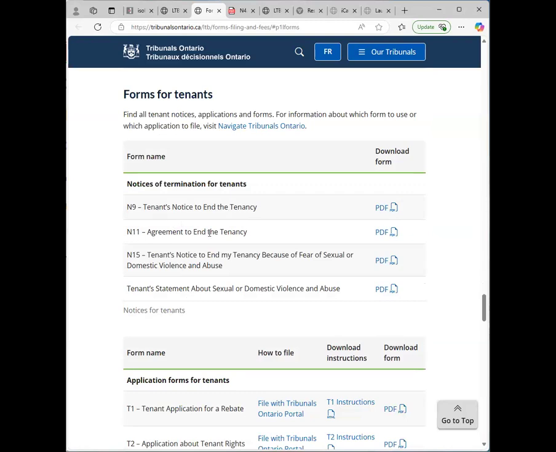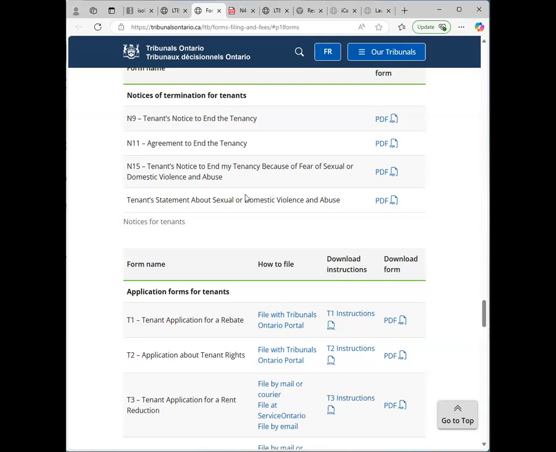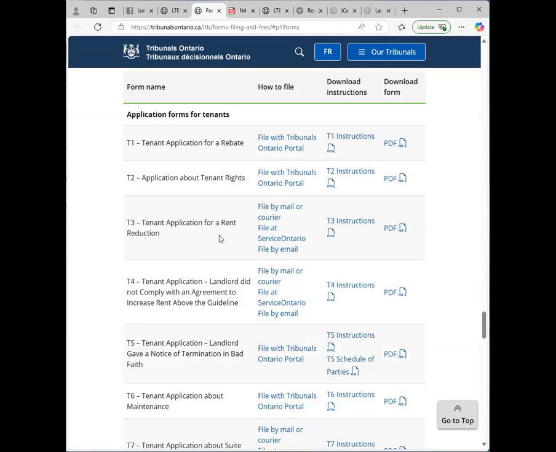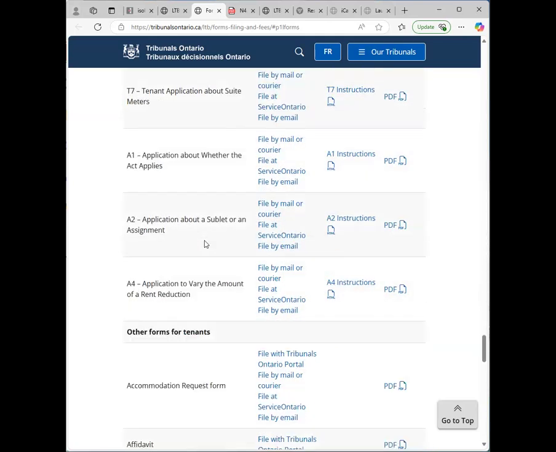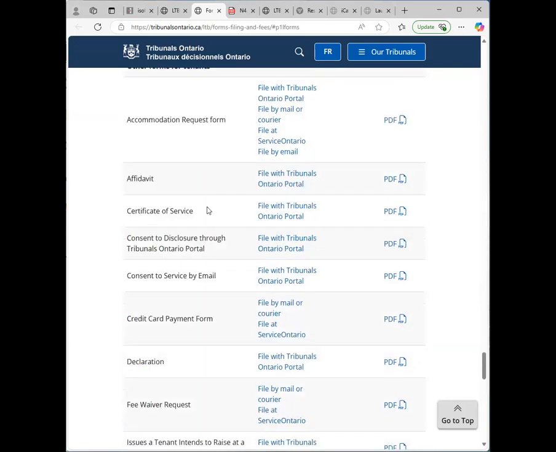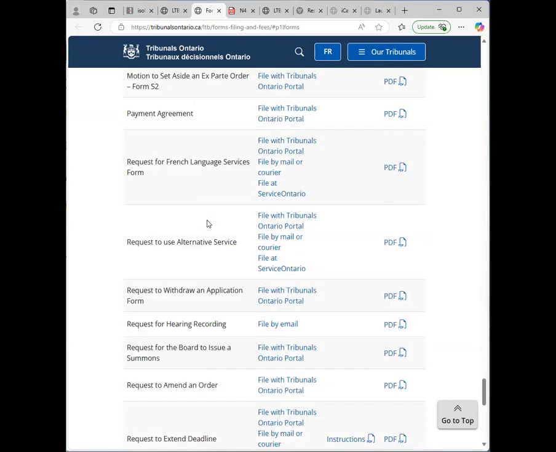Now make sure, again, all of this needs to be in writing. Whatever you're doing, it's in writing. And if you don't know which form, call them. You'll notice the applications for tenants all start with T: tenant application for rebate, application about tenant's rights, rent reduction. There's a bunch of different ones. Application for a sublet, certificate of service. If you're going to serve your tenant something, this is what you use.